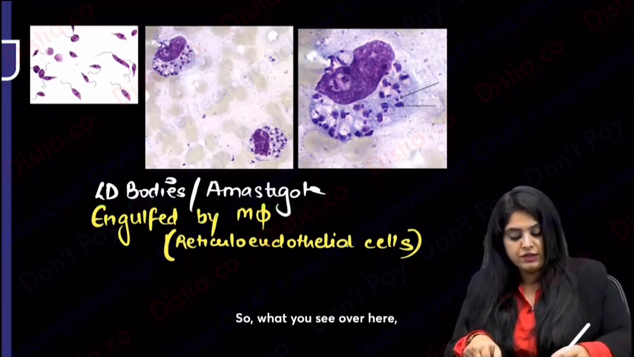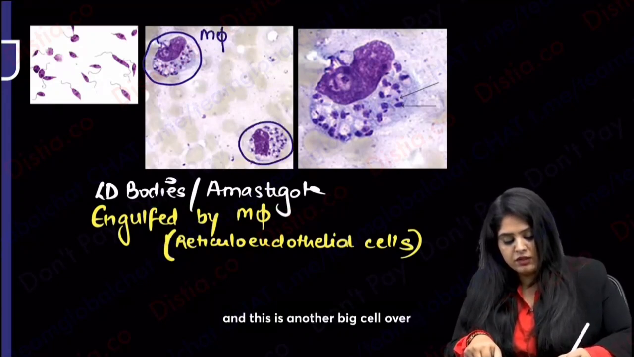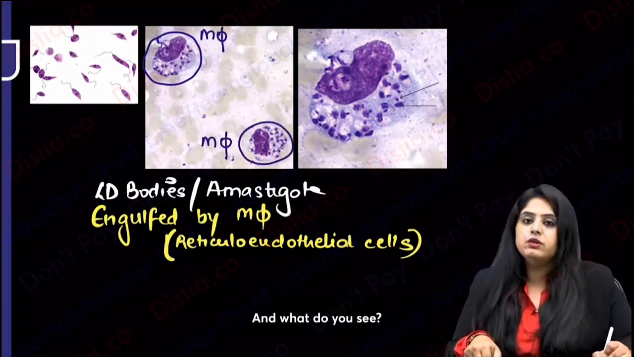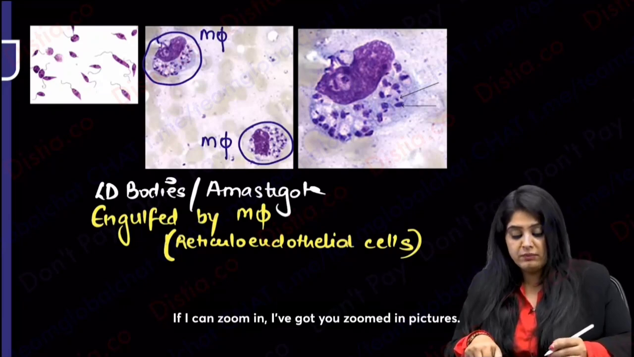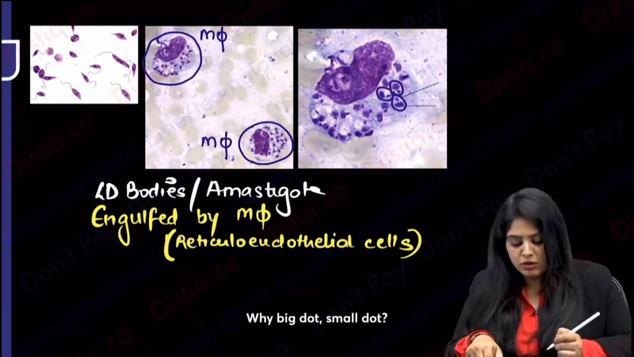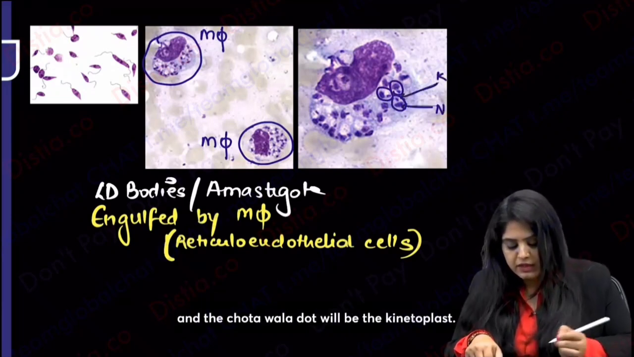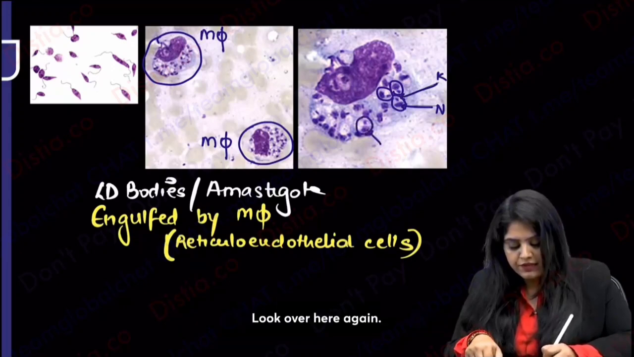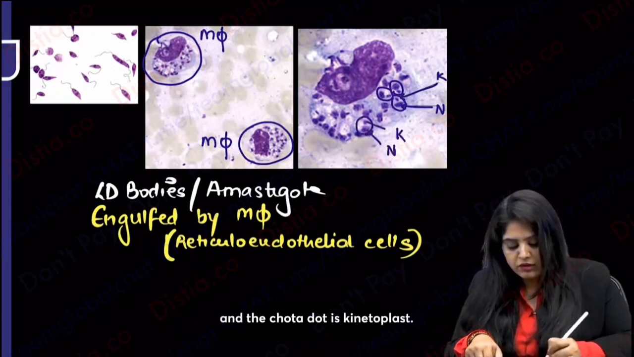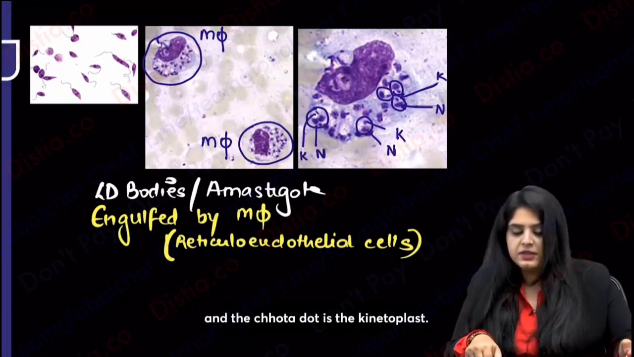So what you see over here, this one big cell is a macrophage, and this another big cell over here is also a macrophage. And what do you see? If I can zoom in, I've got zoomed in pictures for you. You see the organism, and look, the organism has two dots, big dot, small dot. Why big dot, small dot? The big dot is going to be the nucleus and the small dot will be the kinetoplast. Look over here again. The big dot is the nucleus and the small dot is the kinetoplast. Again over here, big dot is the nucleus and the small dot is the kinetoplast.